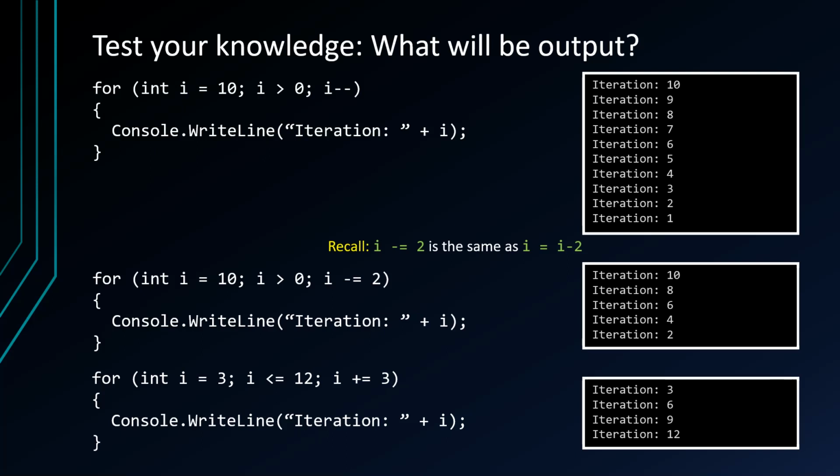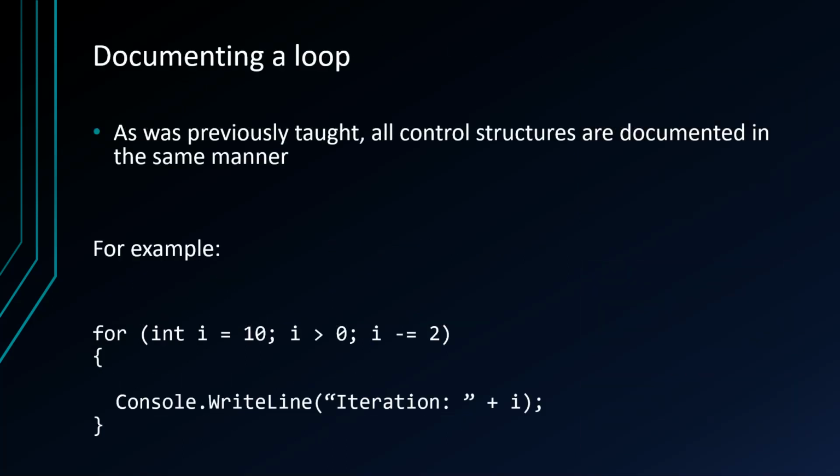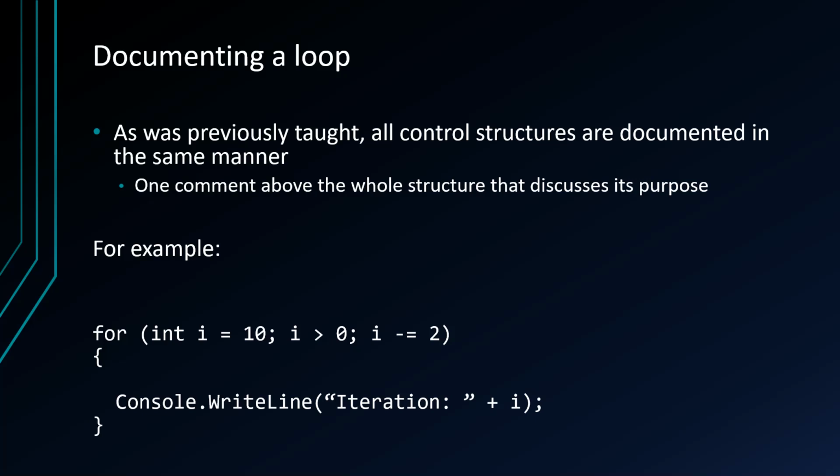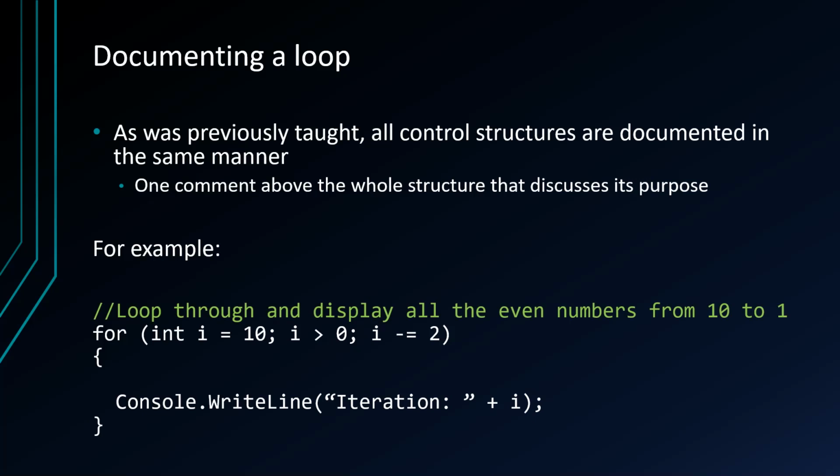And that is everything that we have in terms of looping. But how do we document these things? Now, I told you a little while ago that whenever we document any control structure, it's always documented in the exact same manner. What does that mean? It means that one comment above the whole structure is needed to discuss the purpose of that structure. What's that look like? In this case, loop through and display all the even numbers from 10 to 1.